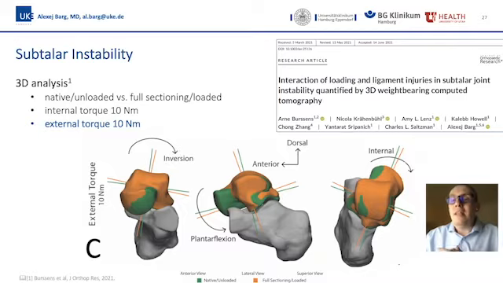That means, in our opinion, this is the best way to diagnose subtalar instability. And right now here in Hamburg, we also have a weight-bearing CT, and we are performing a prospective study on the patients with ankle and subtalar instability.